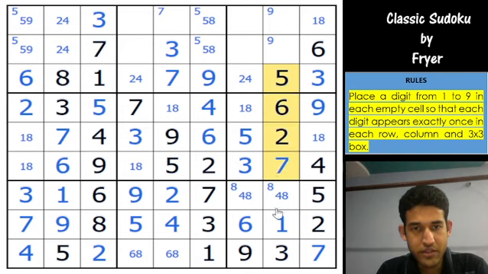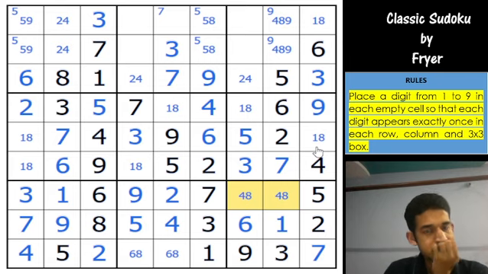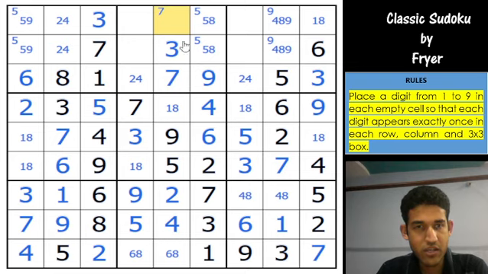Okay, 2 5 6 7 1 and 3. So these cells must be 4 8 9. And this cell must be 1 6 and 8 for the column, right? For column 5, this has to take the candidates 1 6 and 8.